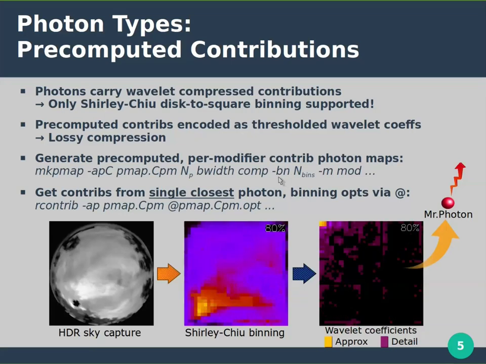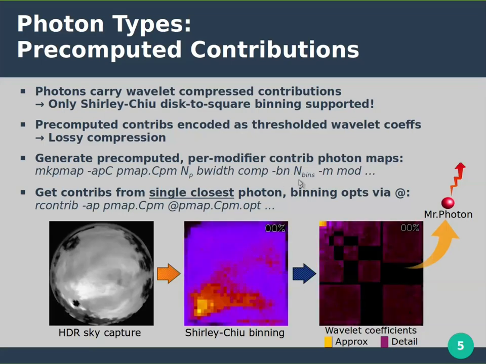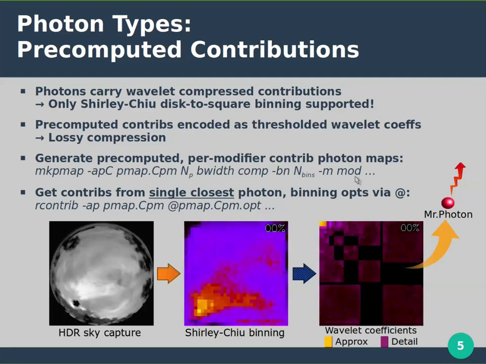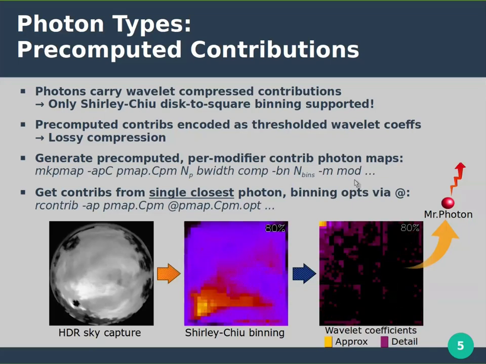And the usual binning parameters, where the number of bins is a square. If it's not, then it's automatically rounded to 1, I believe. And the modifier is a light source modifier only. It's the modifier of the light source, or light sources, whose contributions you want to tally.